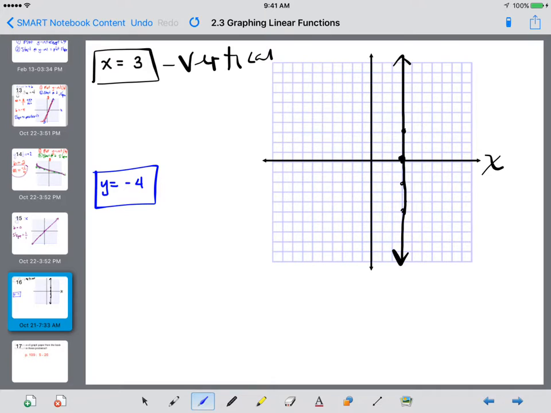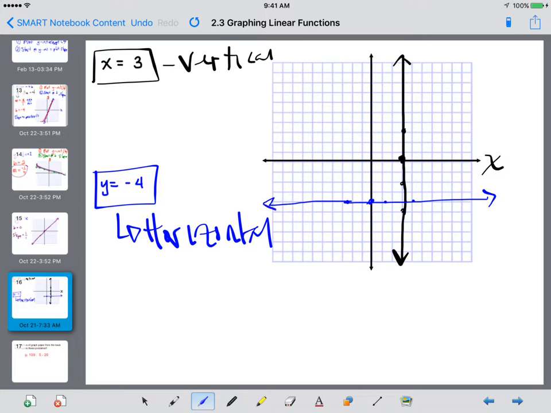If you see just y, no x involved, just y equals negative 4 here, this is what's called a horizontal line, where I go down to negative 4, and I plot all the points where y is negative 4. Well, that happens along this horizontal line at y equals negative 4. So these are 2 separate lines. I just chose to put them on the same graph.